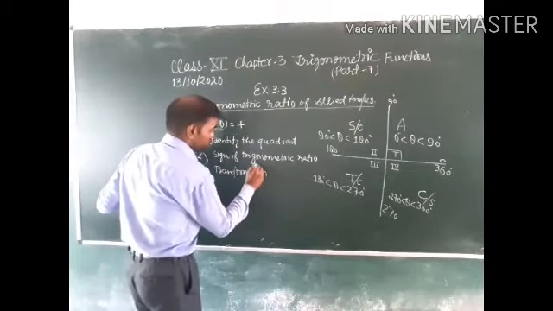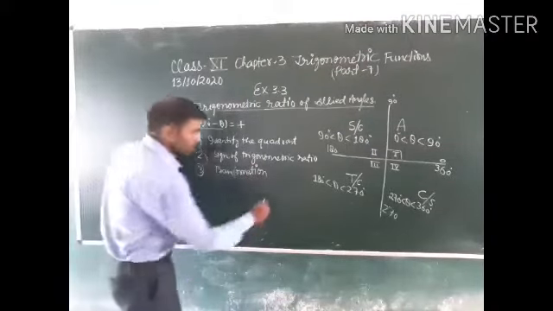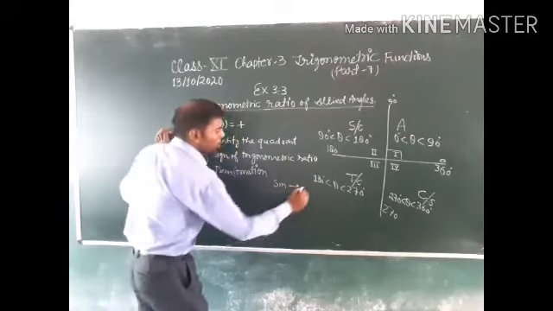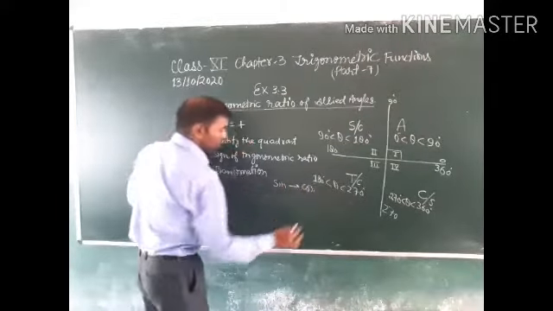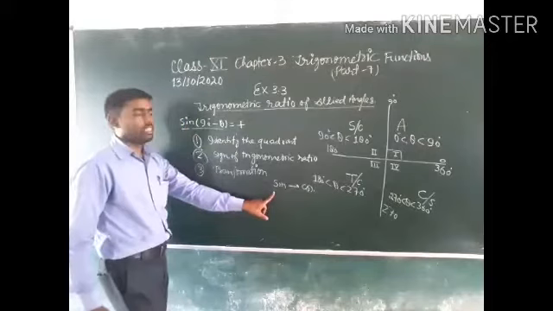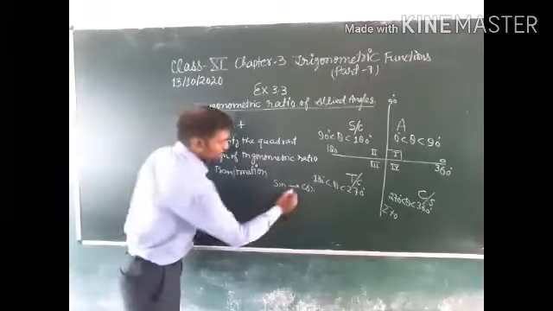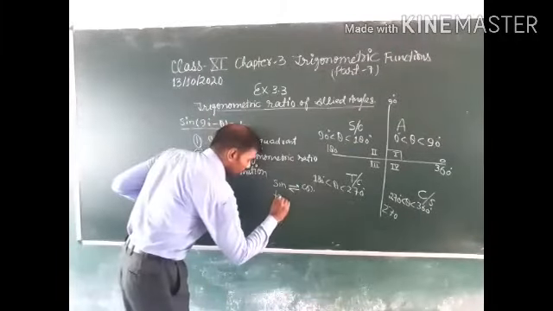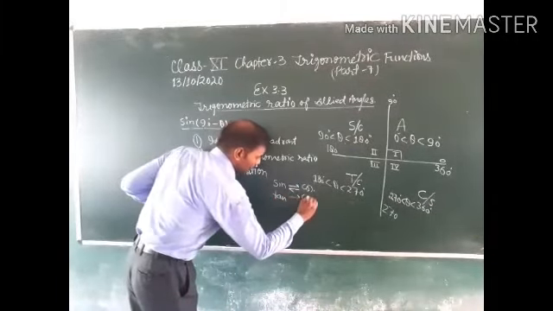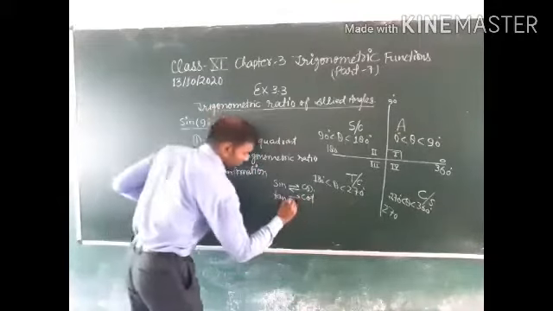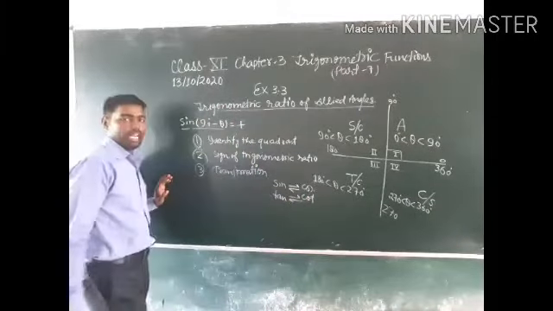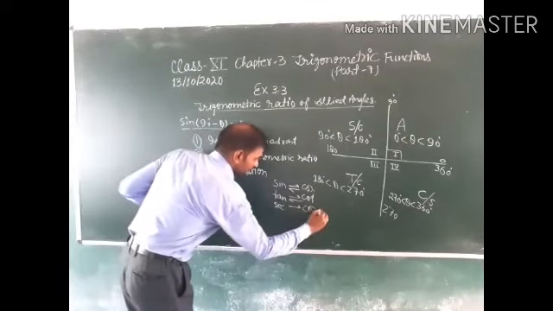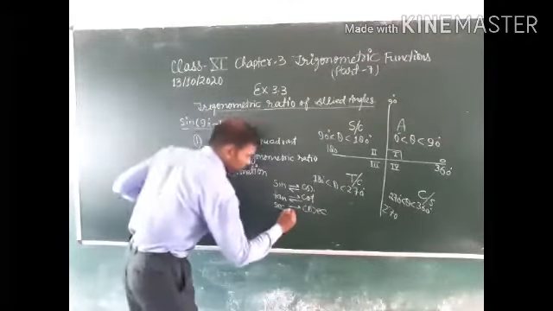What is the meaning of this step? This step means sin converts into cos and cos converts into sin. And tan converts into cot and cot converts into tan.